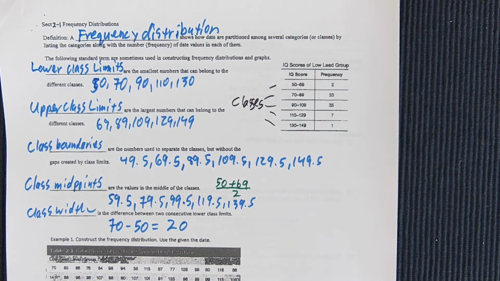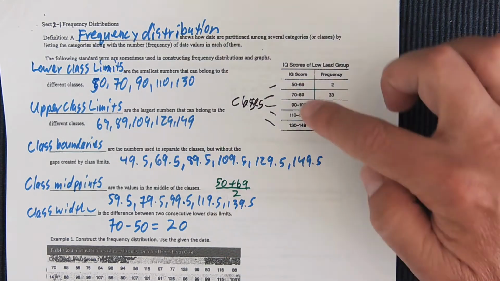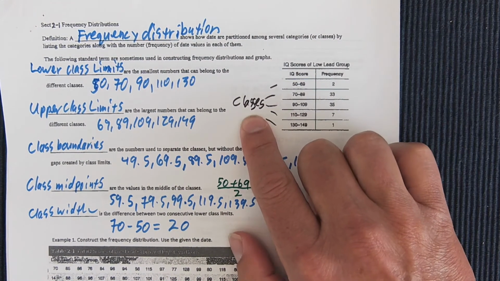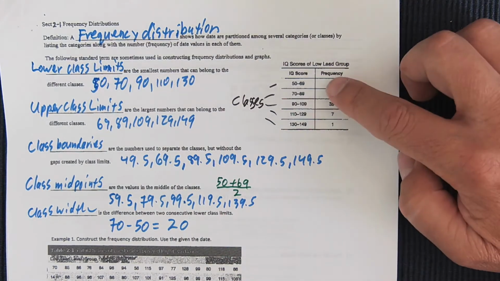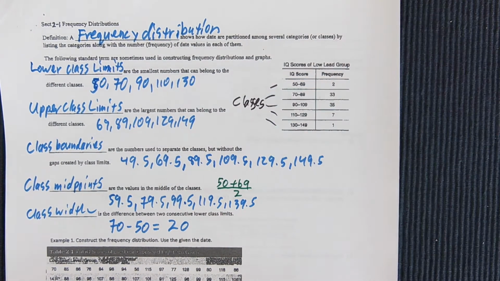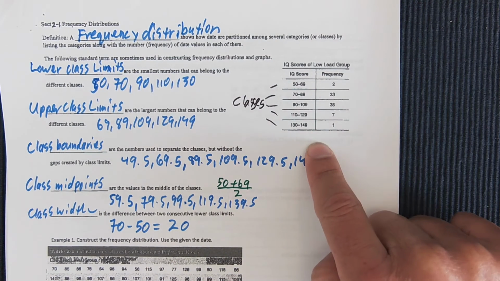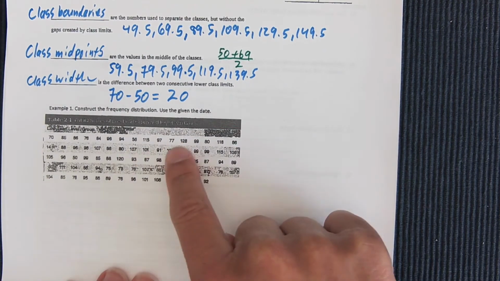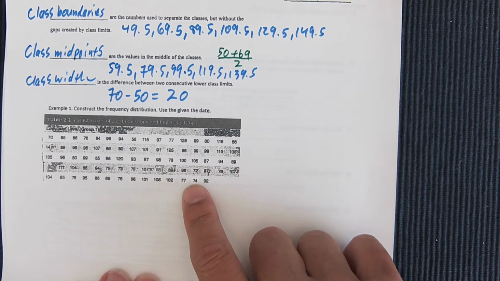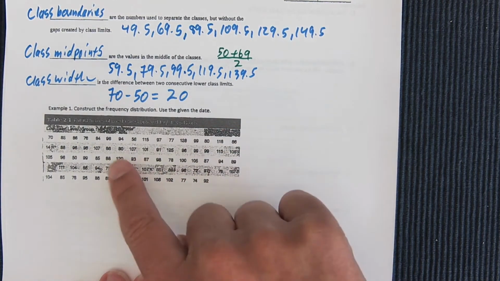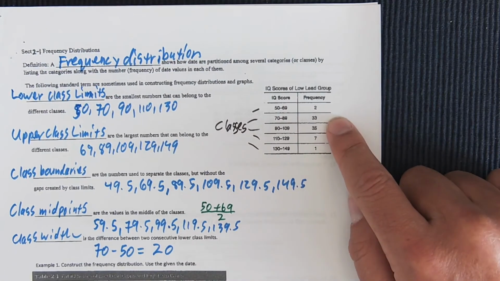A frequency distribution shows how data are partitioned among several categories. We call these classes. That says classes, believe it or not. By listing the categories along with the number, the frequency, of the data values in each of them. So this is actually a nice organized frequency distribution table of this data down here. This is in your textbook, and it didn't copy all that well, but you can see that these numbers here and all these numbers here are represented up here.